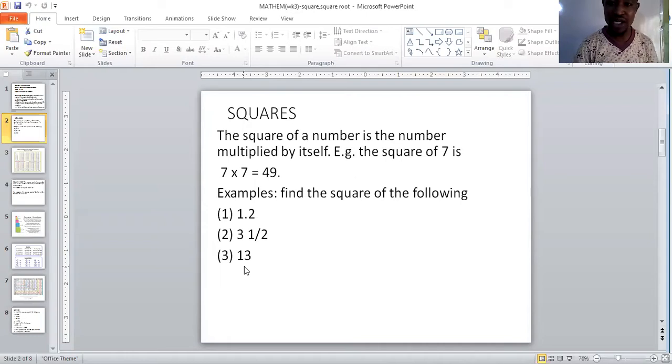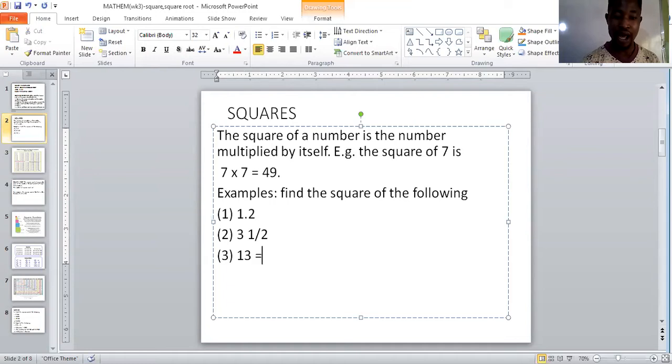Let's go to example number 3. What do we have in example number 3? Let's quickly look at it and solve it as well. So example number 3 is saying 13 times 13. I'm not going to work that out because it's quite easy. Square of 13 means 13 times 13. And what does that give? Somebody said, yes, 169. And so for number 3, the answer is 169.